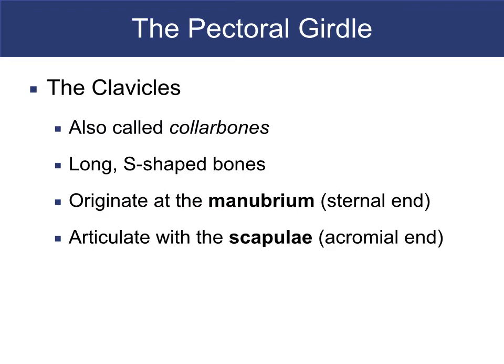Clavicles are called collarbones. They look like this. You should know what they look like. You should be able to tell whether this is a right one or a left one. You should be able to tell whether this is the front or the back. You'll get to figure that out in lab. There's 2 ends to it. The manubrial end, which is where it intersects with the manubrium, part of the sternum, right? And it also articulates on the outside with the scapula, which I just mentioned.